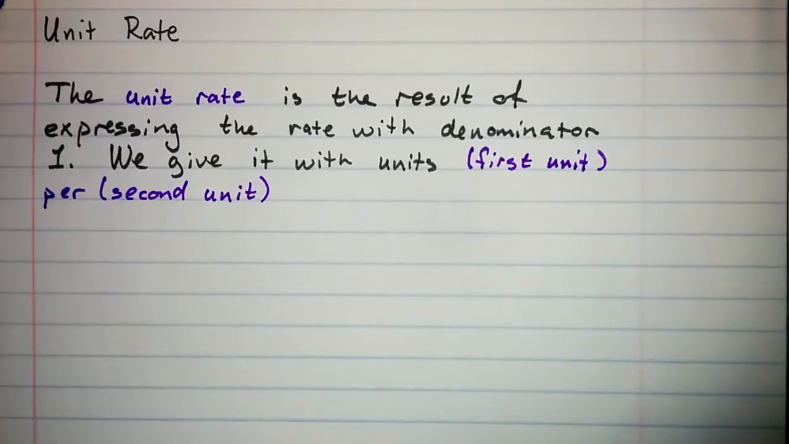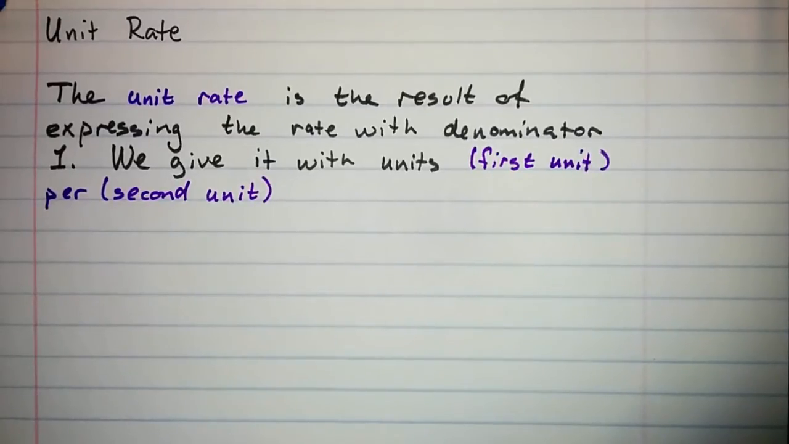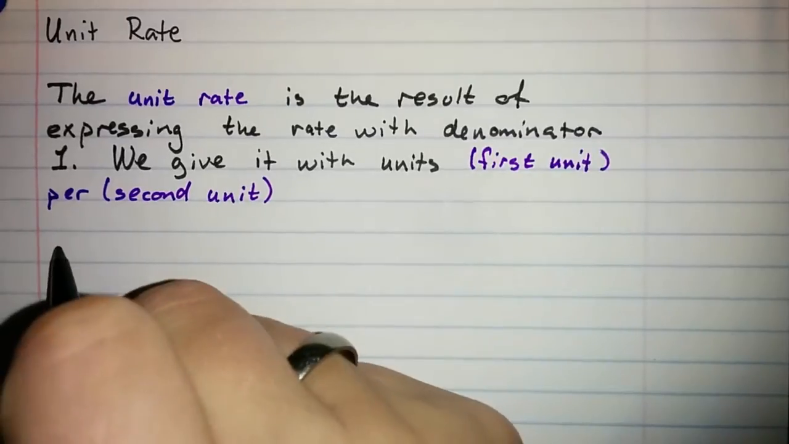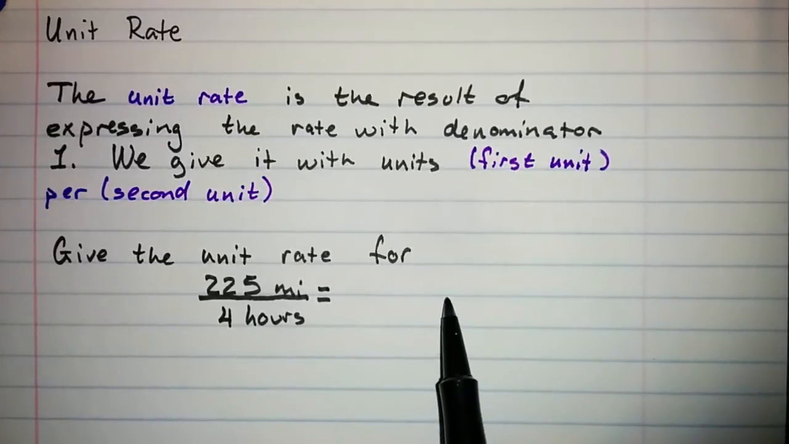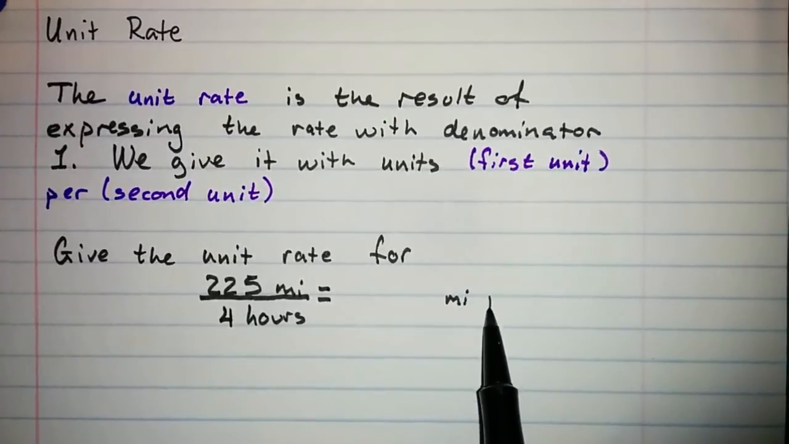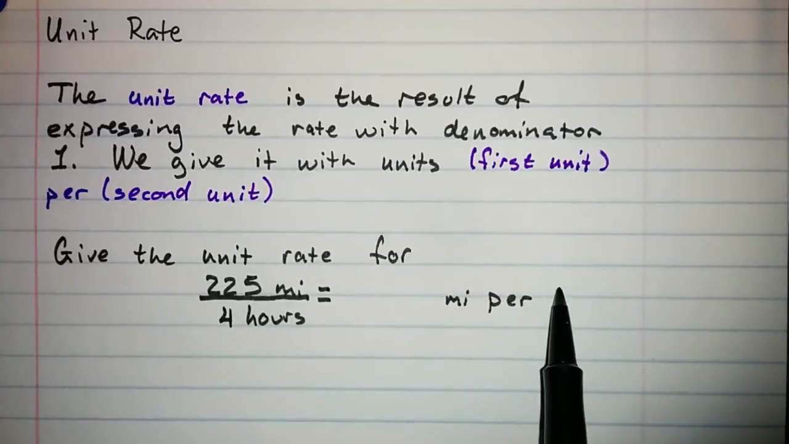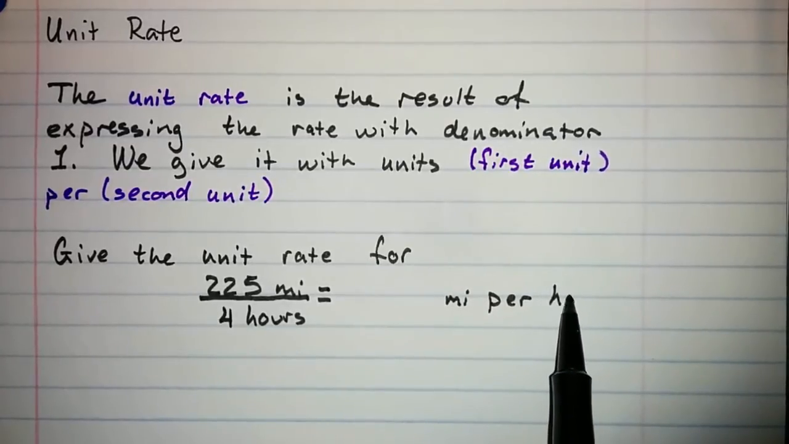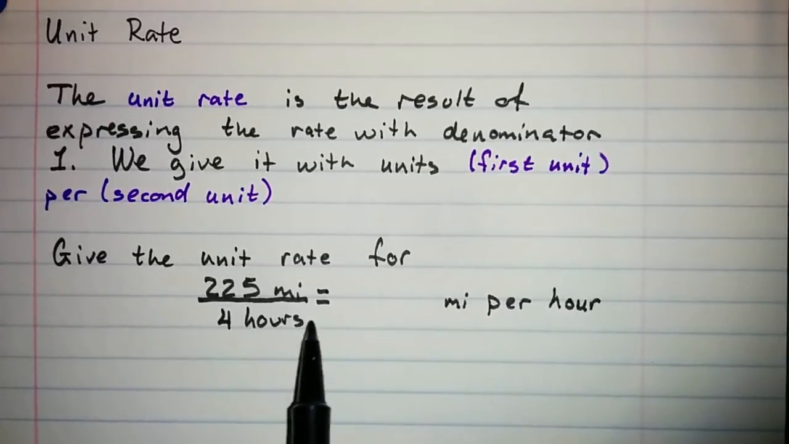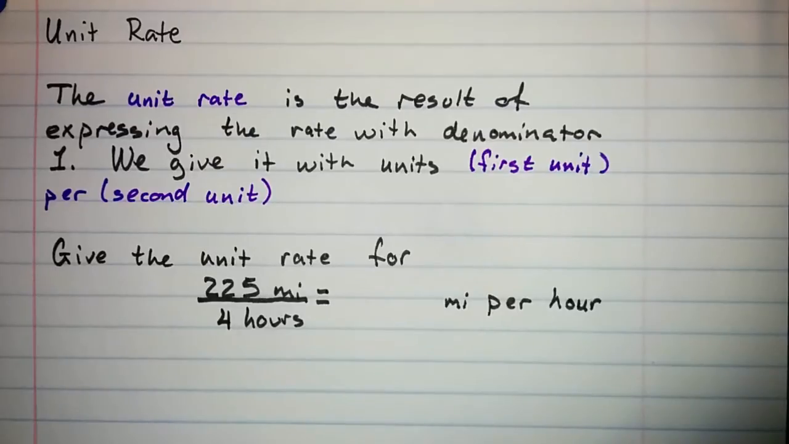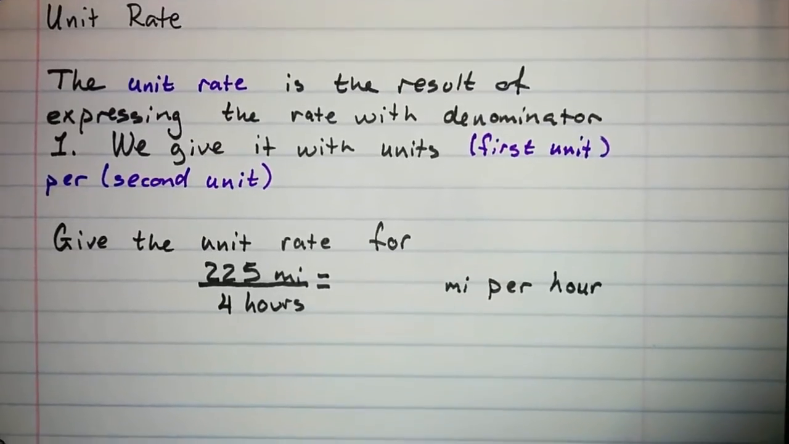All right, what's really going on here? How does this work? So let's say we have the rate 225 miles for every 4 hours. We'll express this rate with units, miles per hour. First unit, the word per, and then the second unit. How many miles per hour will it be?